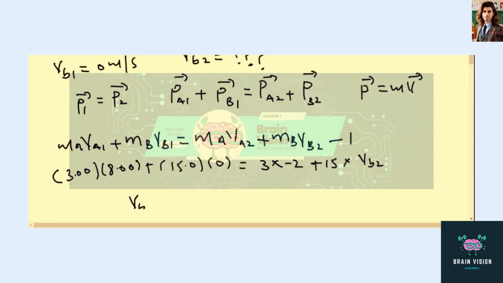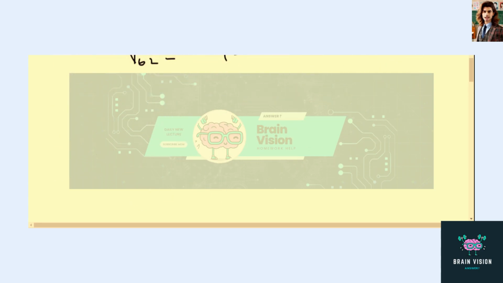Then we have 3.00 times 8.00 plus 15.0 times 0 is equal to 3 multiplied by minus 2 plus 15 times VB2, and solving for VB2 gives 2 meter per second. This is the velocity of the block right after the collision.